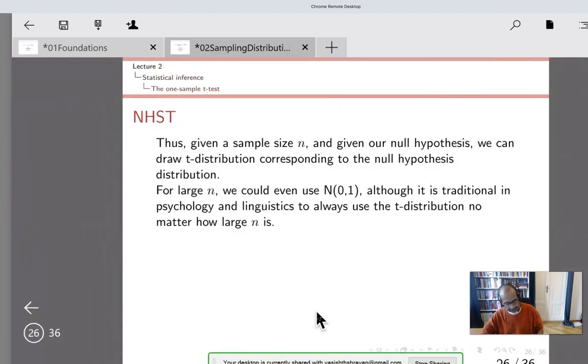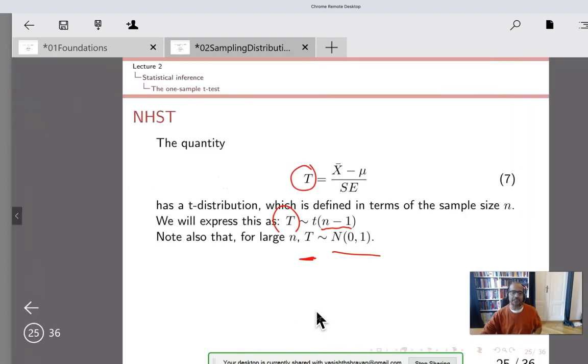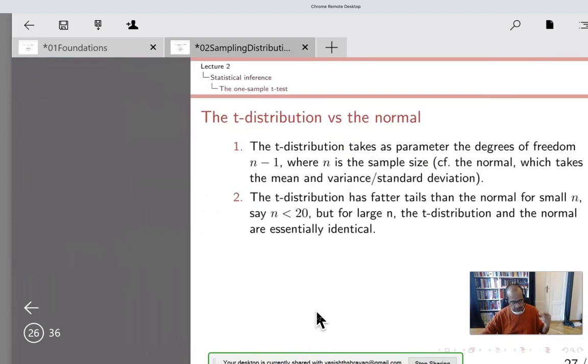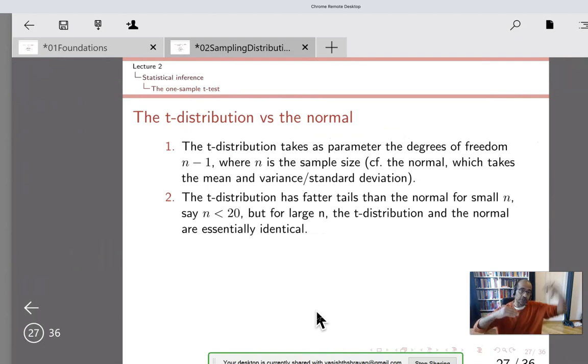Okay, so given a sample size, given our null hypothesis, we can now draw the t distribution corresponding to the null hypothesis, and then we can compare the observed t value with the hypothesized t distribution, right? If we had a very large sample size, because the t distribution approximates the standard normal distribution, we could just use the standard normal distribution instead of the t distribution. But historically, from a tradition in psychology, we don't do that. We always work with the t distribution. Okay, but I just wanted you to be aware of this asymptotic result: when n goes to infinity, the t distribution approaches the standard normal.